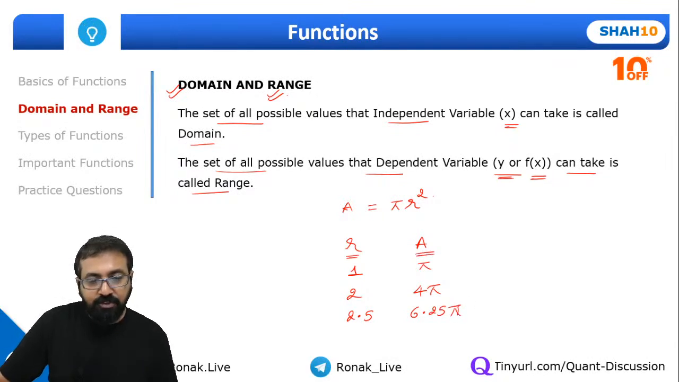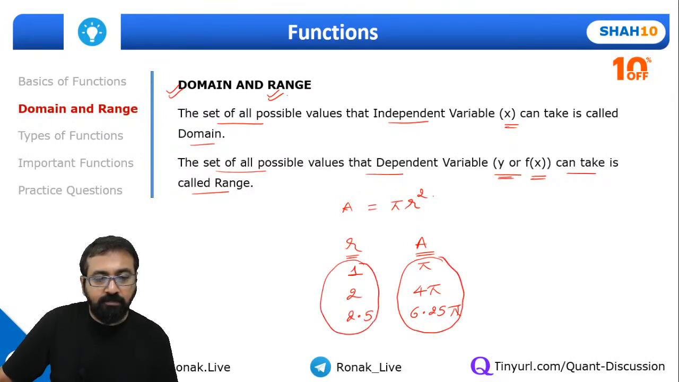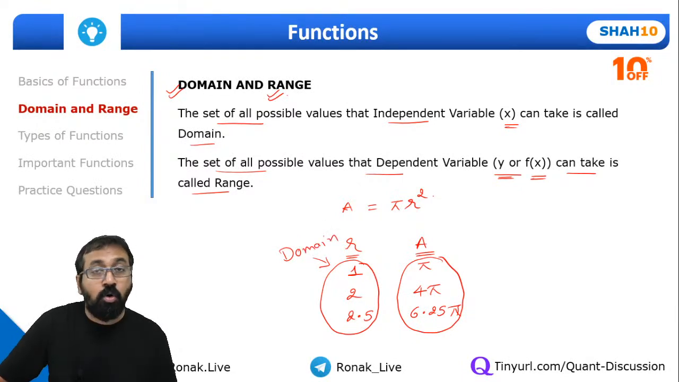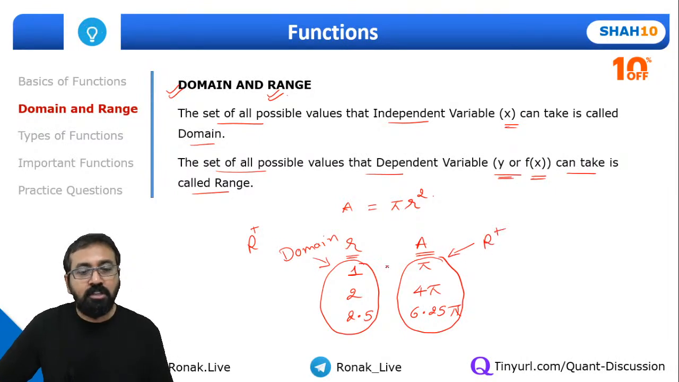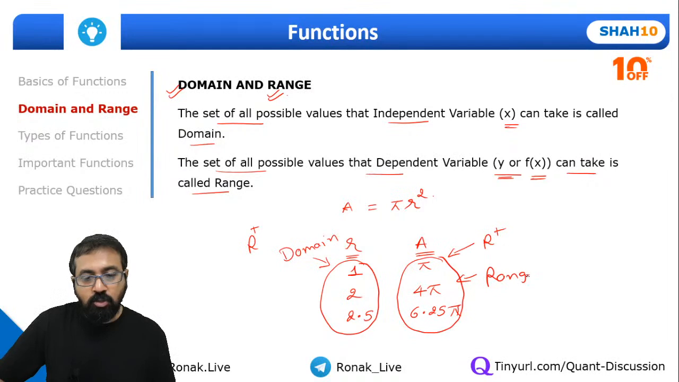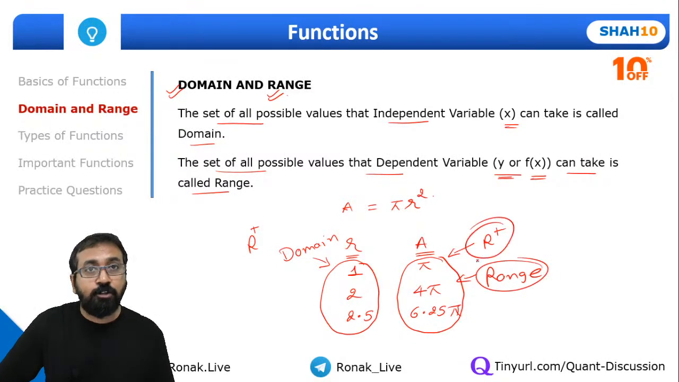So these are the different values of area, and these are the different values of radius. Can we take radius as -1? No. So this is nothing but domain, the possible values that radius or the independent variable can take. So here the domain will be the set of all positive real numbers. What will be range? Range is nothing but the possible values taken by the dependent variable. So what can be the possible values of area? Again, it will be the set of all positive values. So this is your range. It can also be represented by R plus. R plus means set of all positive values.